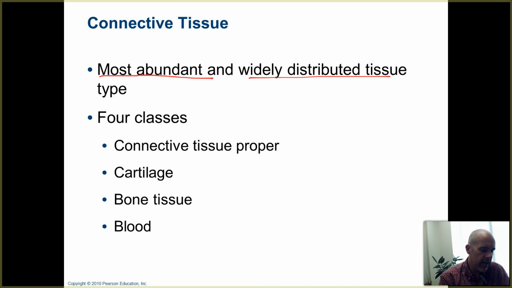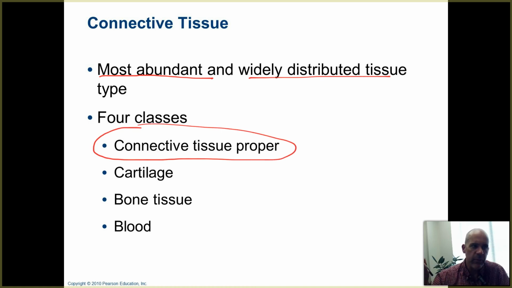So a number of connective type tissues fall into a category called connective tissue proper. So we'll discuss some more specific types of those. And then you have cartilage, which is actually a type of connective tissue. You know of cartilage more as like gristle on the ends of chicken bones. That's cartilage. Bone tissue is actually a type of connective tissue.